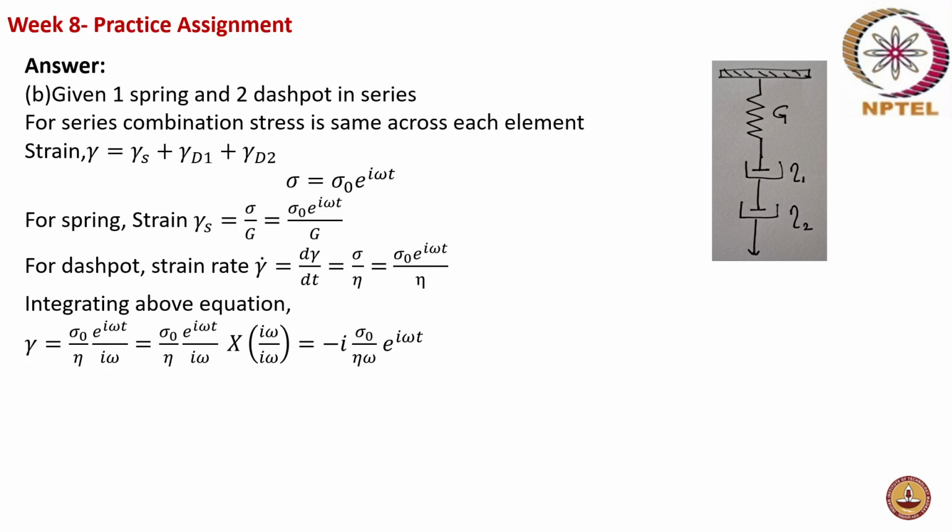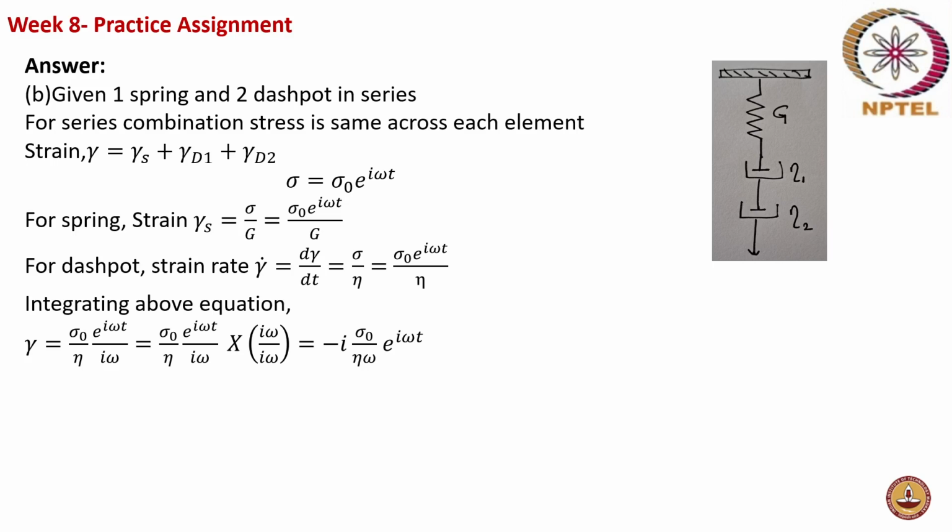Whereas e power i omega t, when you integrate it, you will get e power i omega t divided by i omega, correct? Now this i omega is an imaginary term, right? When you have an imaginary term in the denominator, you just multiply with that once more. So you multiply with i omega in numerator and denominator, and you will get sigma naught into i omega e power i omega t by eta into i square omega square, correct?